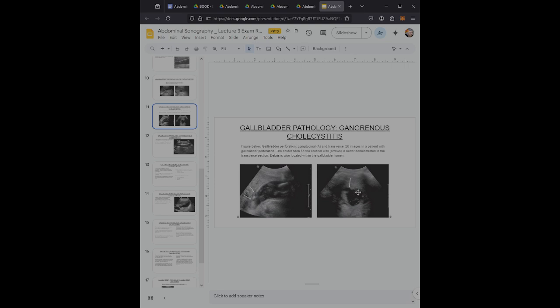Here we have gallbladder perforation. A is longitudinal, B is transverse. In a patient with gallbladder perforation, the defect seen on the interior wall over there is better demonstrated in the transverse section, and I suspect that is a break or a tear in the gallbladder wall, and so we would refer to this as a possible wall tear of the gallbladder. And here you can see the gallbladder has lost its typical shape.